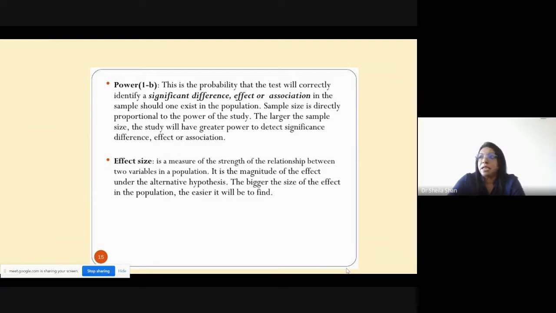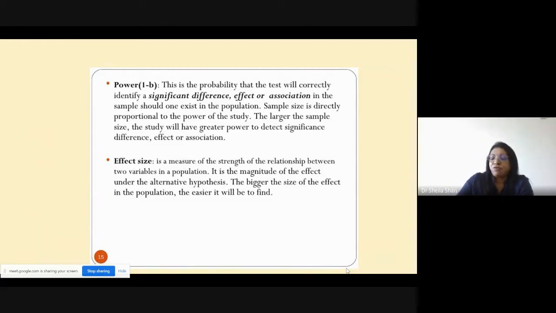on the significant difference. And then the next one is effect size. Normally we use the term effect size when you want to measure the strength of a relationship between two variables in a population. The bigger the size of the effect in the population, the easier it will be to find.